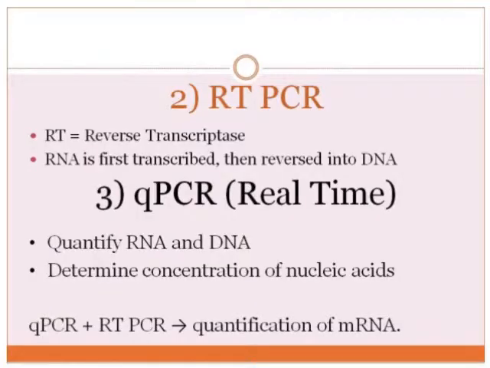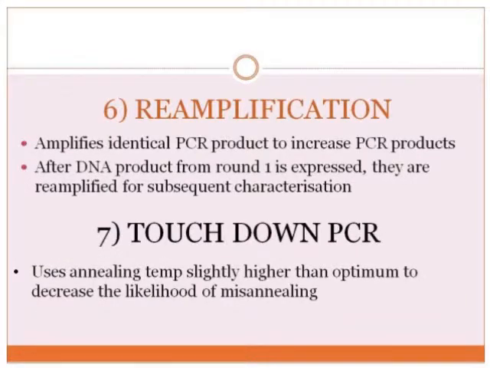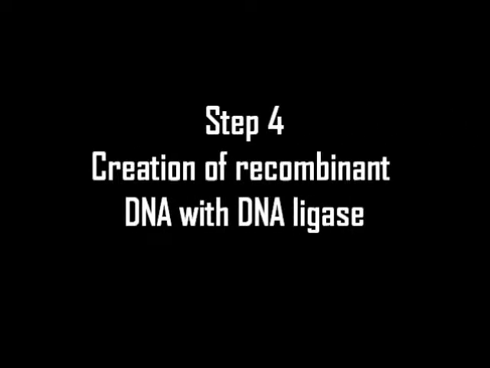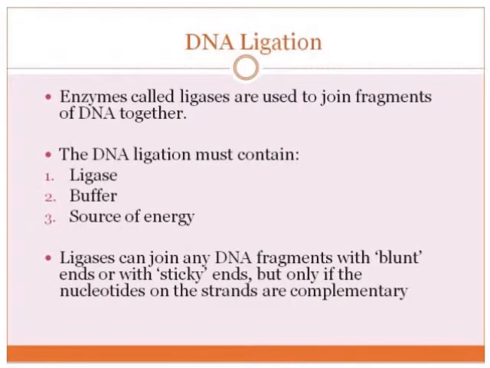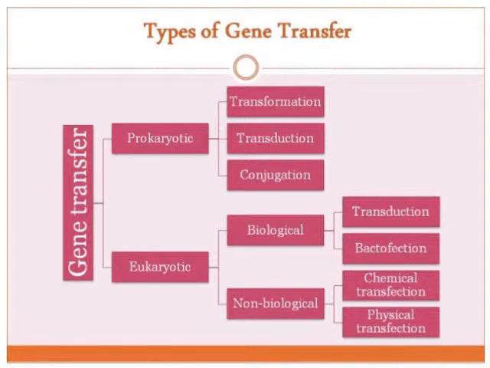Besides that, there are another 6 types of special PCR techniques. So take a look at each and every type of them. Step 4. Creation of recombinant DNA with DNA ligase. So basically this step is to use ligase to join all the DNA fragments together. Step 5. Introduction of recombinant DNA into the host organism. Usually there are 3 types of gene transfer in prokaryotes.